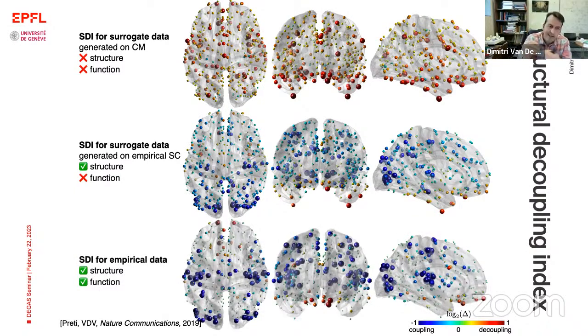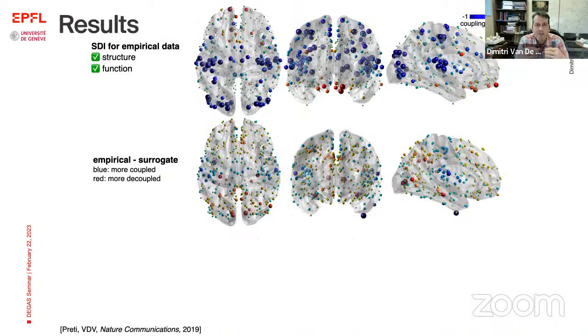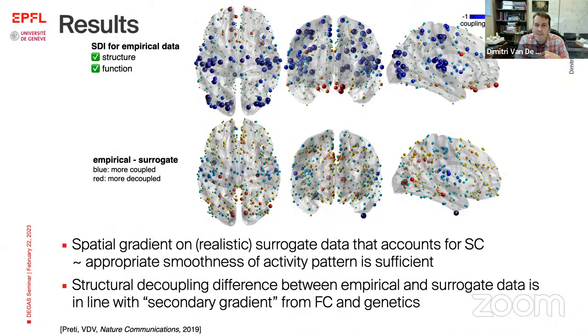But if I show you again the structural decoupling index for the true empirical data, which has both the original empirical structure and activity in it, you see that this pattern is further reinforced. And so this is interesting because it means that this spatial gradient is somehow already present in surrogate data that is sufficiently realistic in the sense that it has the knowledge of the underlying structural connectome. And preserving the smoothness, but otherwise being random activity patterns, is sufficient to already bring out this general pattern.